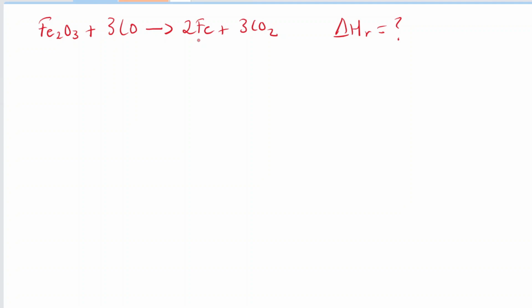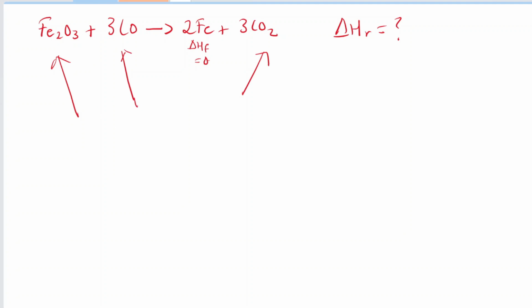But remember, for iron, for an element, the enthalpy change of formation is 0. So the ΔHf of this will be 0. But you can form this one, and this one. So we can draw a Hess cycle over here.